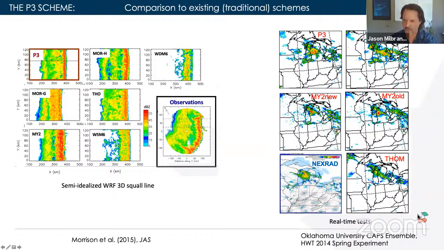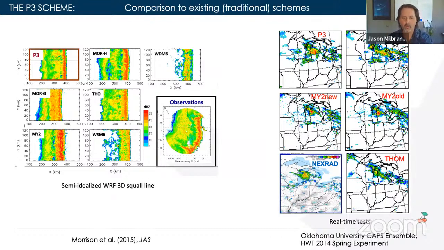Notice that I'm acknowledging that this case is cherry-picked. They're not all this favorable for P3, but one systematic conclusion of the 2014 experiment and other years was definitely that P3 was an equal contender. But the significant point isn't that it's better, it's that right off the shelf, it was just as good as schemes that had been developed and tuned in WRF for many years.